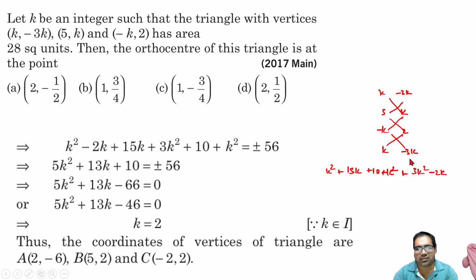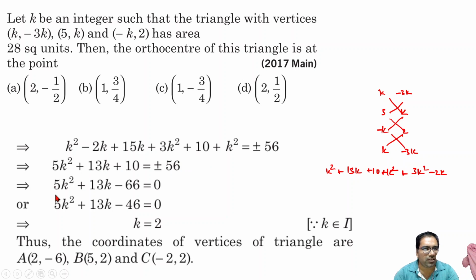Again plus minus k into -3k, that is 3k square, minus 2 into k minus 2k. So which is nothing but 3k square, k square, plus 15k, plus 10, k square, and 3k square, minus 2k. This should be equal to half of this is equal to 28. That means this expression should be equal to plus or minus 56, which, if we simplify this, 3 plus 1 plus 1 is 5k square, plus 15 minus 2 is 13k, plus 10 should be equal to plus or minus 56.